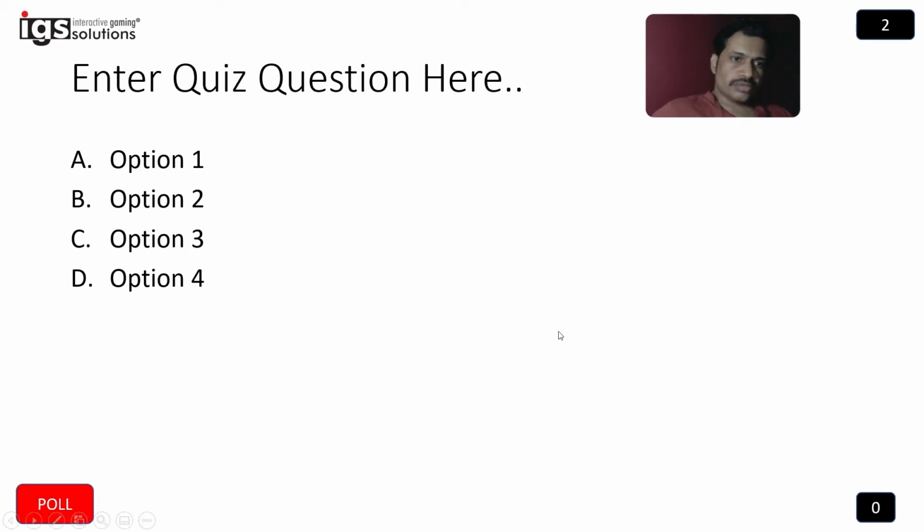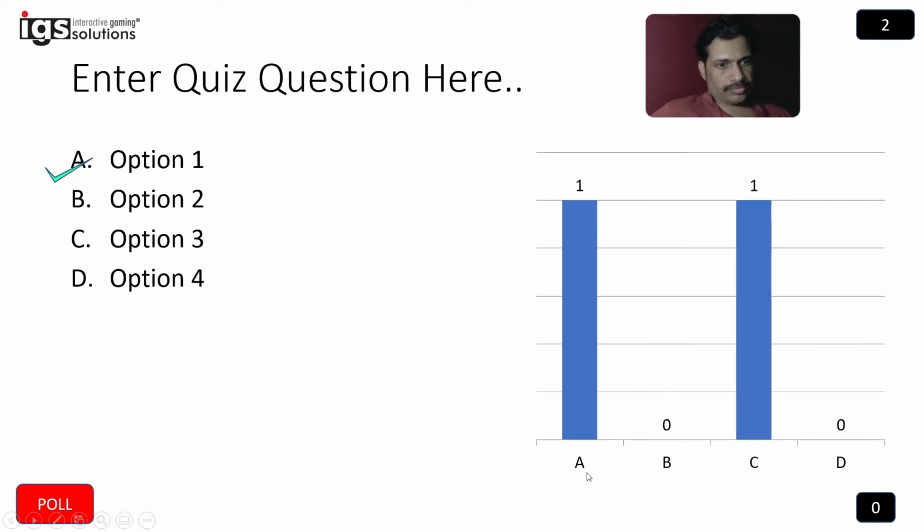So I'll click proceed to next. The right answer is A, it's showing me, and you can see out of 2, one has given A and one has given C. So you can see the result over here.